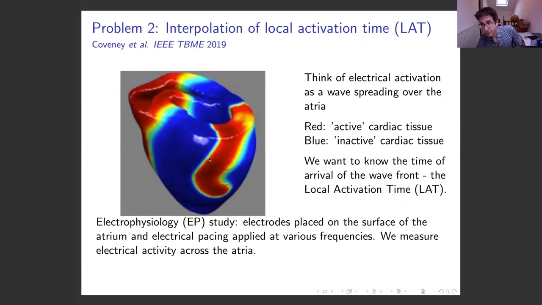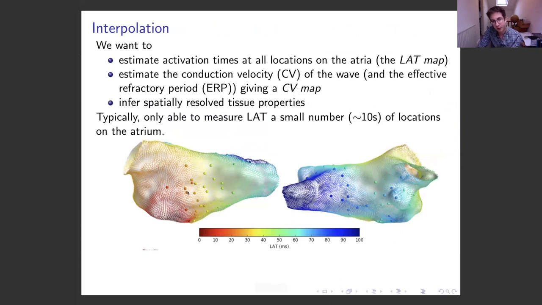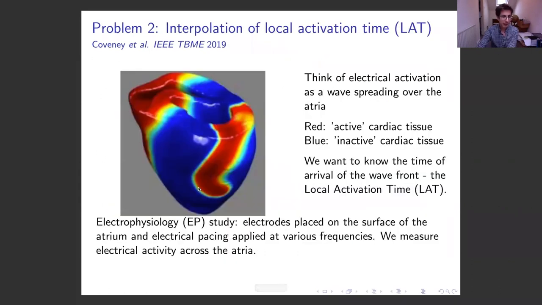So we get measurements of these things in electrophysiology studies. We get electrodes put onto the surface of the heart, at a small number of locations. And what we measure is the electrical activity at each point. And from that, we're going to be able to say when the wave gets to each of these locations. And from that, we want to infer what the wave did over the entire atrium. Then we want to infer the wave shape over the entire atrial manifold.